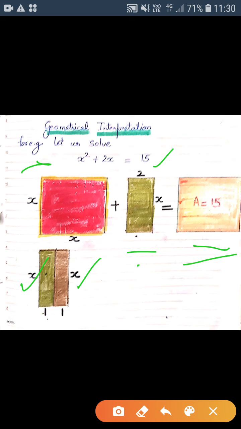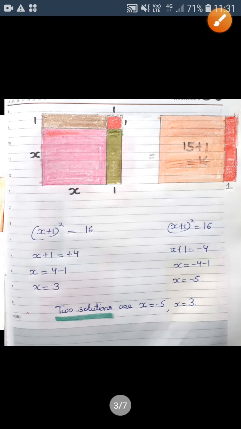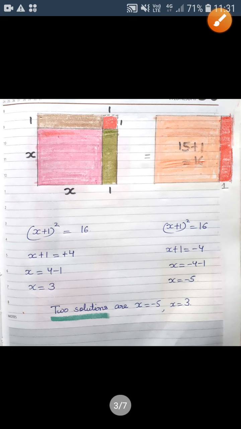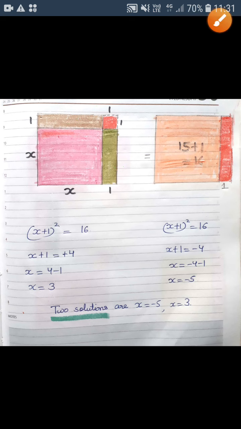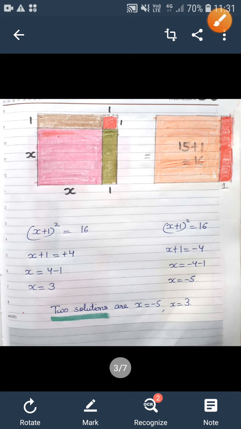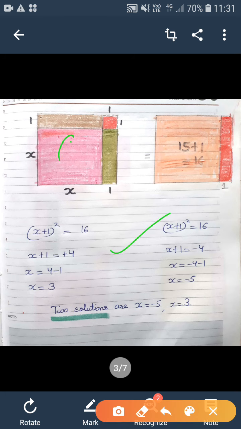Now what do we do in the next step? We will arrange these rectangles, one on the upper side and one on the right side of this square. What we are left with is almost the shape of a square, but only one thing is left, this area that is 1 unit square. So this area will have to be added to make it a complete square.